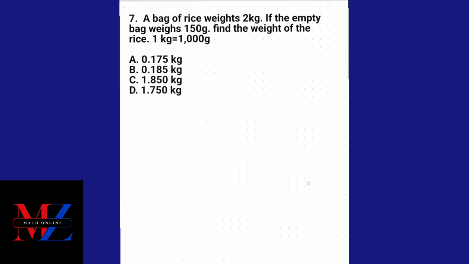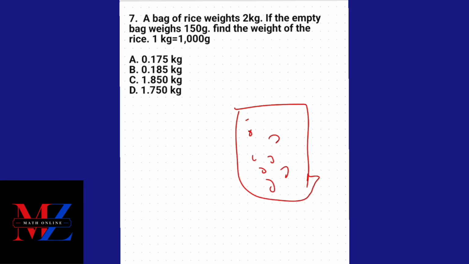Number one, you should know that if we have a bag, assume this is the bag and you have the rice inside the bag, the total weight of this will equal the weight of the rice alone plus the weight of the empty bag. So the weight of the empty bag plus the weight of the rice alone come together to weigh this 2 kilograms as we are seeing in the question. And we are told that the empty bag, which is the bag without the rice kept inside, weighs 150 grams.